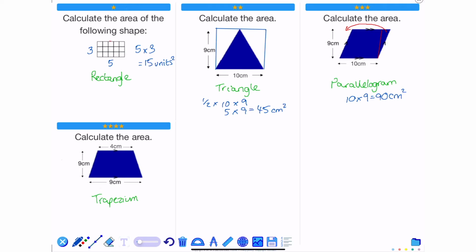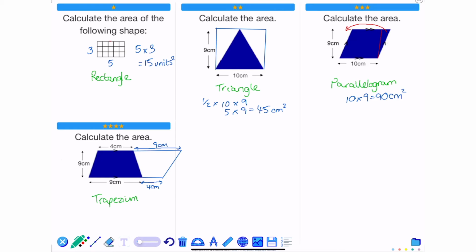For the final shape, if I was to copy the trapezium, flip it over, and join it up to the original shape, I would have 2 trapeziums which would make a parallelogram. Because I use the same trapezium, this length is 4 centimetres, and this length is 9. And the height between them is still 9.